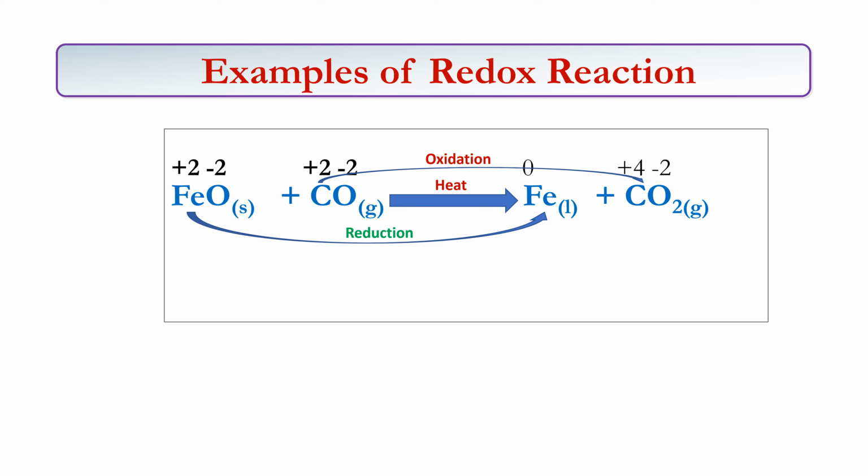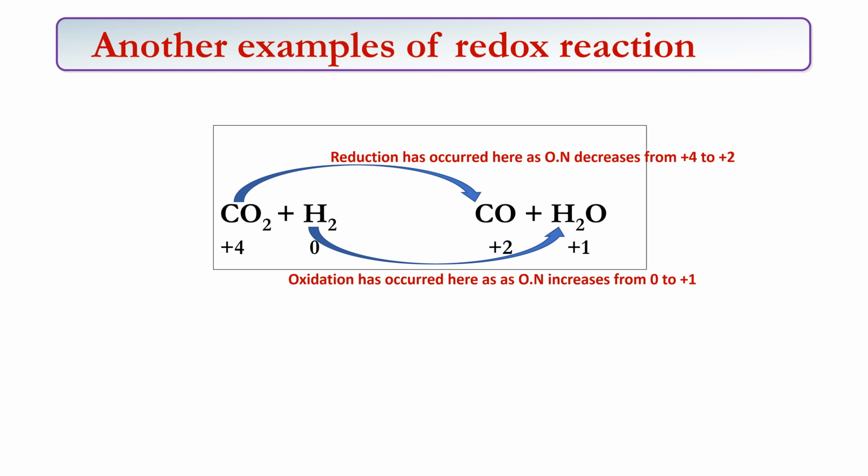Let's have a look at another example of redox reaction. So here you have CO2 plus H2 gives carbon monoxide plus water. The oxidation number for carbon here is +4, here it is +2. So there is a decrease in oxidation number. Therefore, reduction has occurred here as oxidation number decreases from +4 to +2.